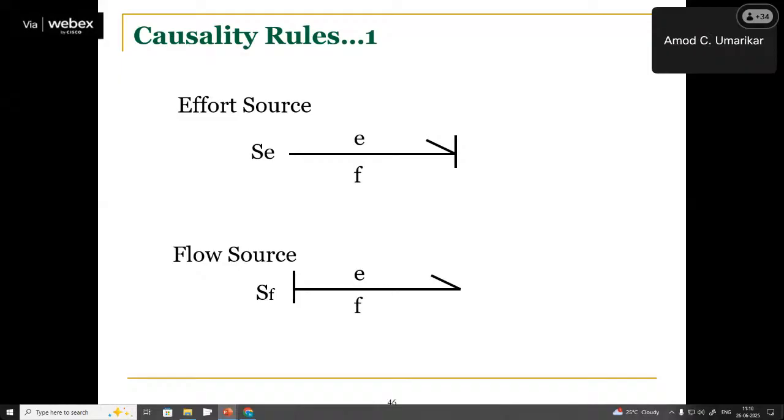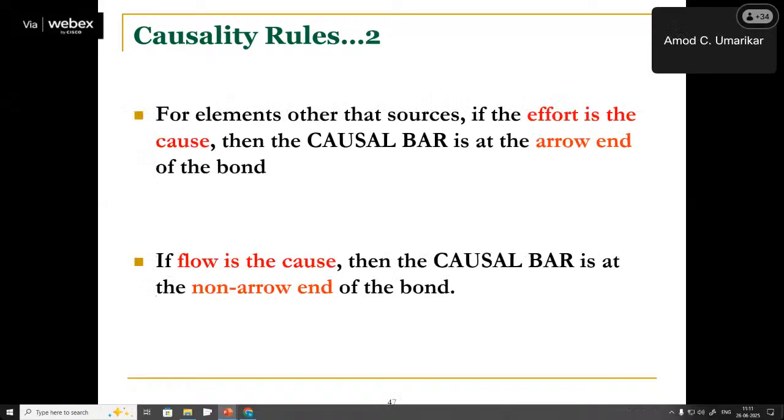See, this arrow is for your equation orientation. This causal stroke will give me the left hand side and right hand side, and this arrow will give me a sign, plus or minus. Are you getting my point? I'll take one example later so that it will be clear to you.